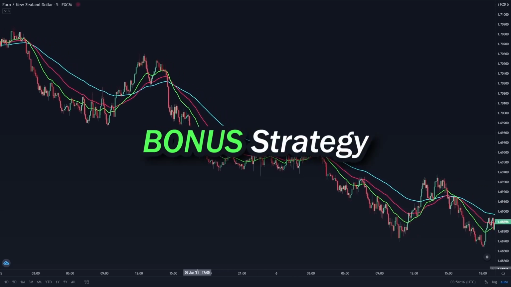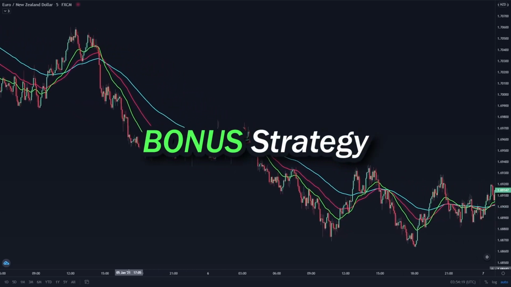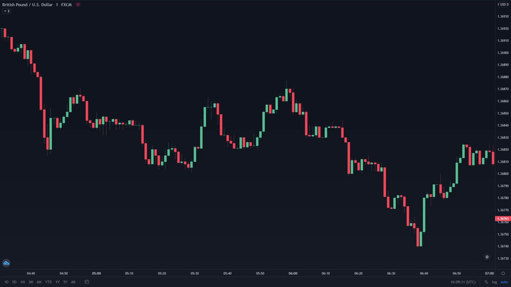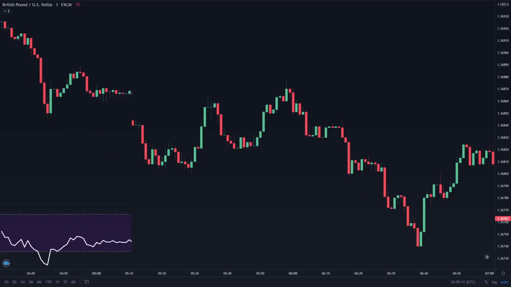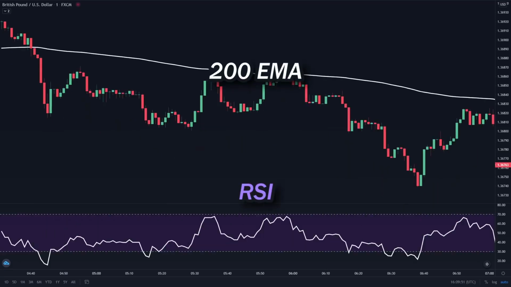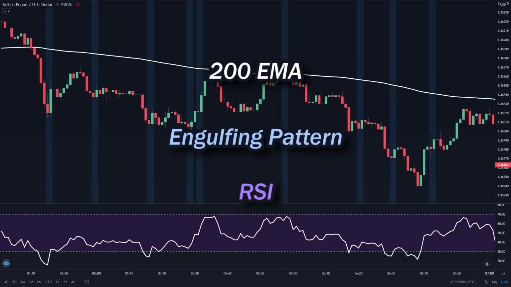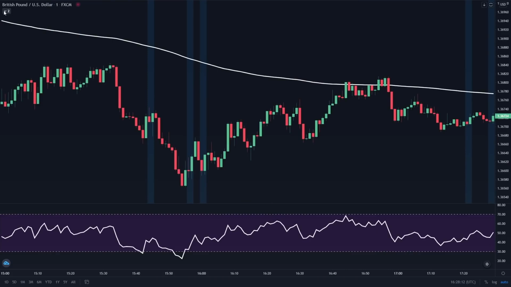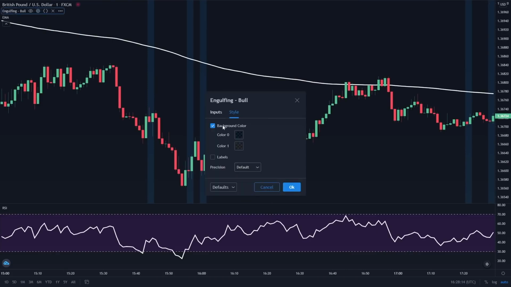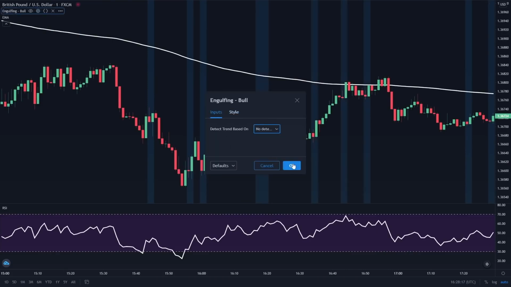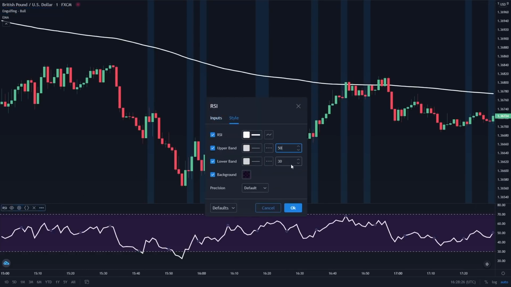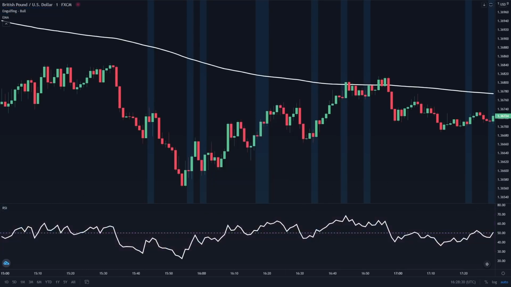Now, as a bonus, I'm going to reveal to you another highly profitable scalping strategy. For this strategy, I'm using a combination of RSI, the 200 EMA, and the engulfing pattern. So this is how the strategy works. First, you need to change the settings for the engulfing pattern to no detection. For the RSI, set the upper and the lower band both to 50. So now you have a single line in the middle of the RSI.